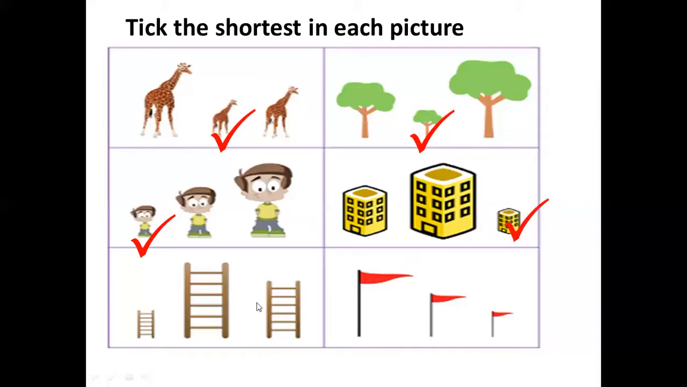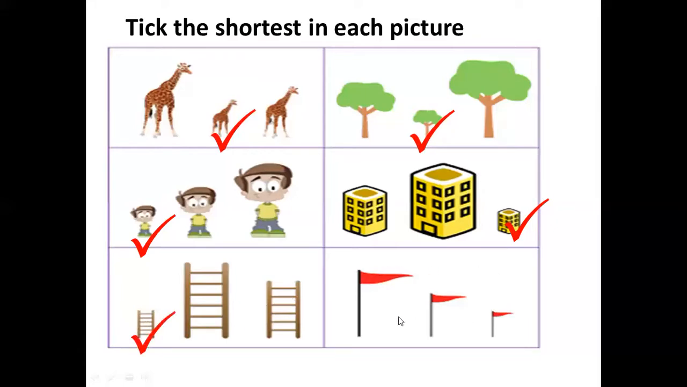Take this one, okay? Now there is a picture of three ladders. The middle one, the second one, is taller than the first one, and the last one is shorter than the second one. So among these three ladders, the first one is the shortest. The first one is the shortest.